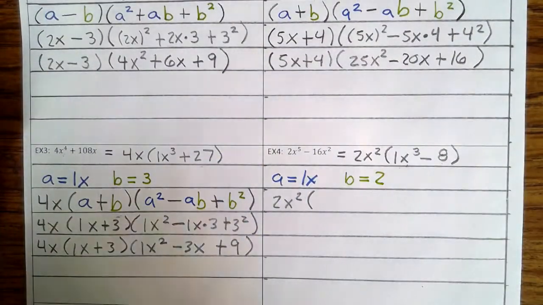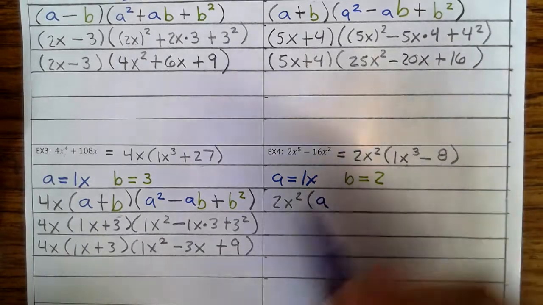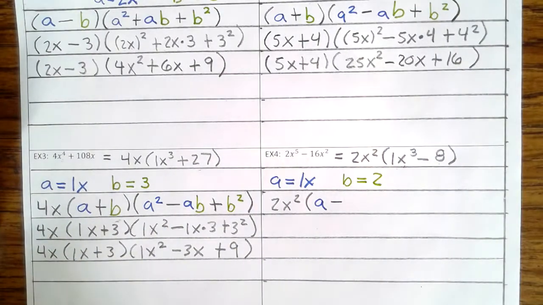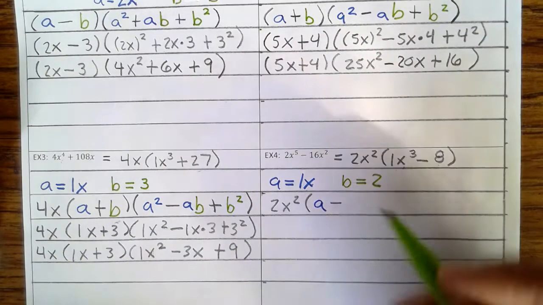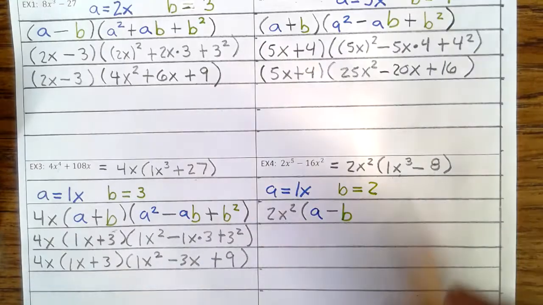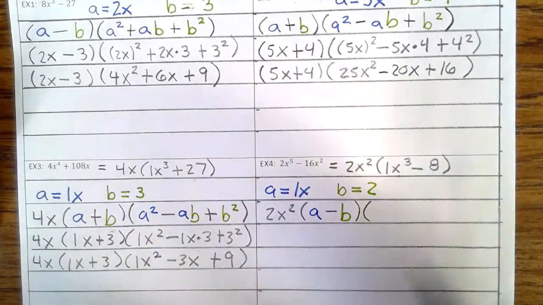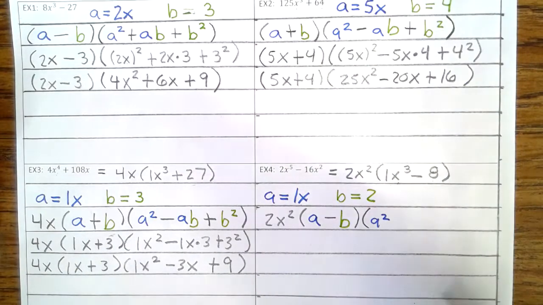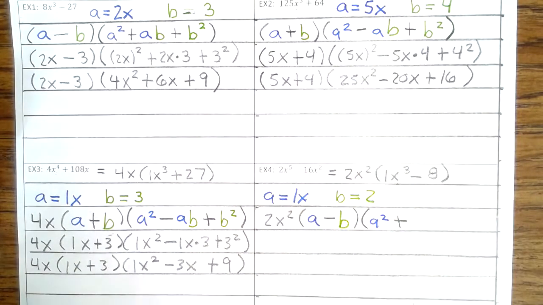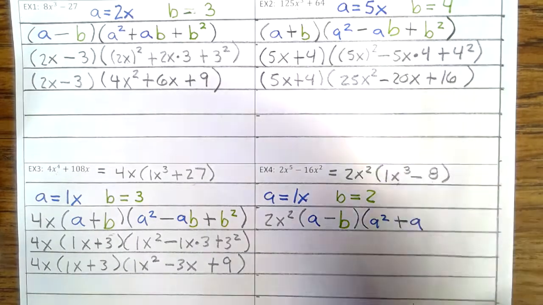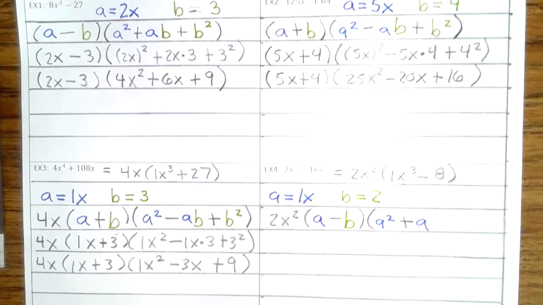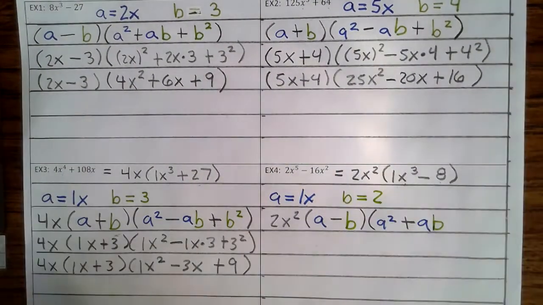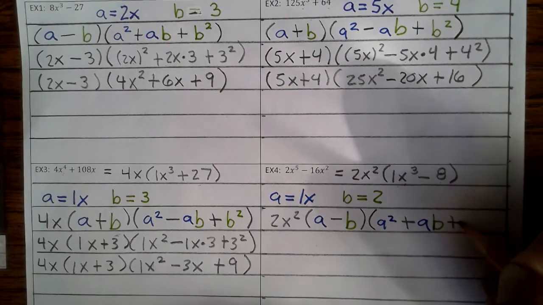So then that's A minus B, parentheses A squared plus AB plus B squared.